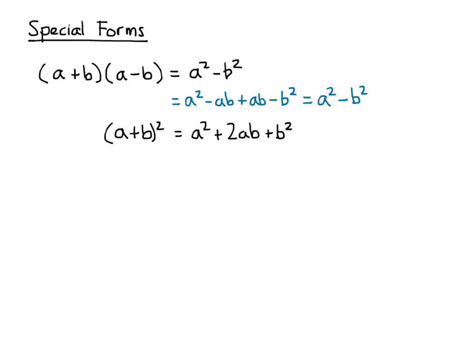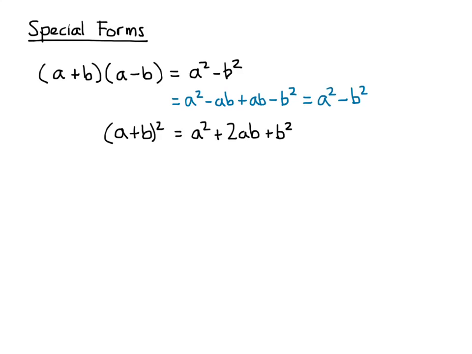Another common one is this a plus b squared, where we're going to have a squared plus 2ab plus b squared. One of the very frustrating things for me to see, as students move along, is they'll take a plus b squared and they'll say that equals a squared plus b squared. And that's just not true. You can try it with some numbers, and you'll see that it doesn't work.